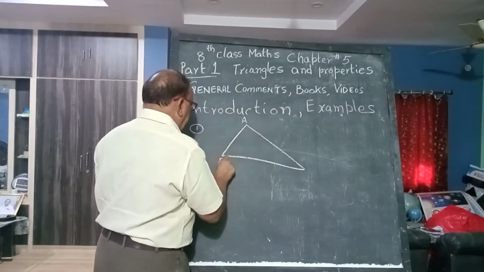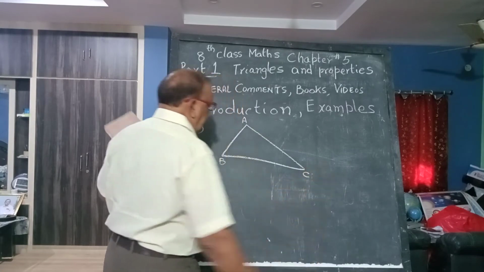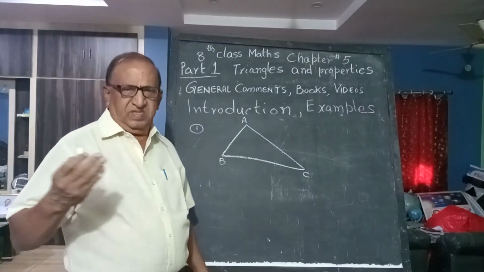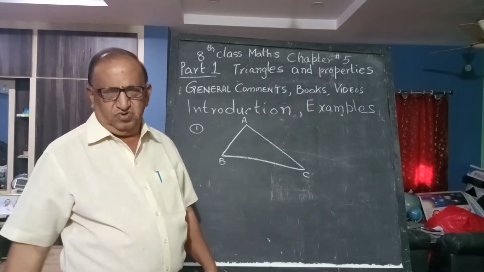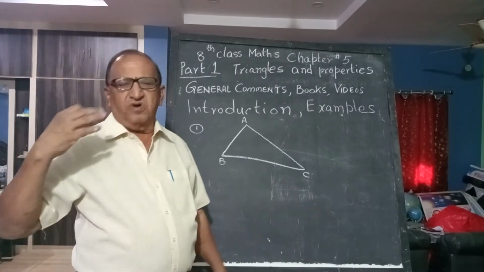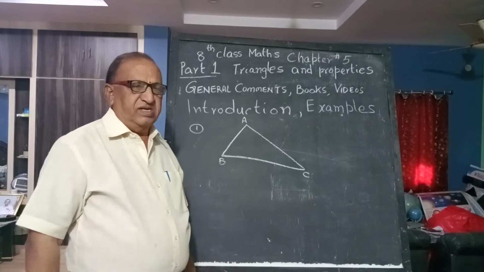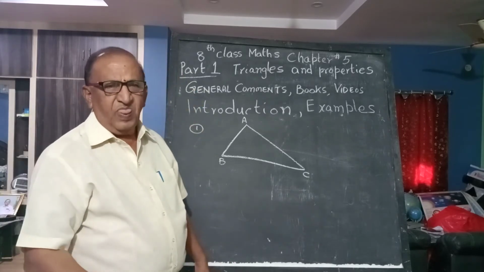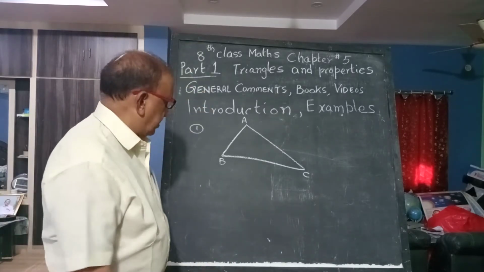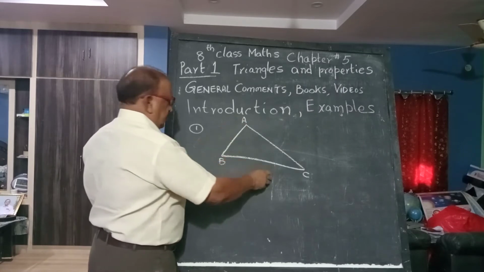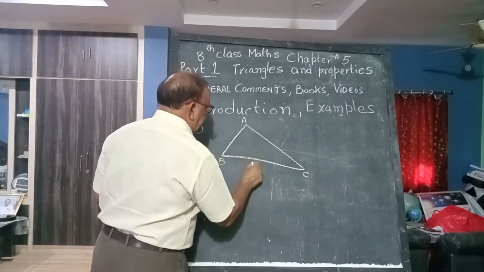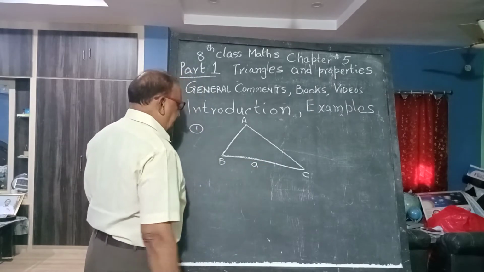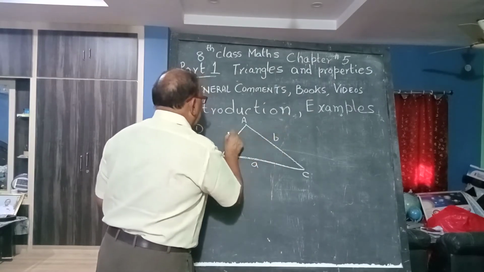A, B, C. In a triangle, you can write the letters, no matter what letters you use. You can write them in a clockwise order or in an anti-clockwise order. Here I put the anti-clockwise. So this is A, this is B, C. Opposite to capital A, this side is called small a. Similarly here, this is B, this is C.